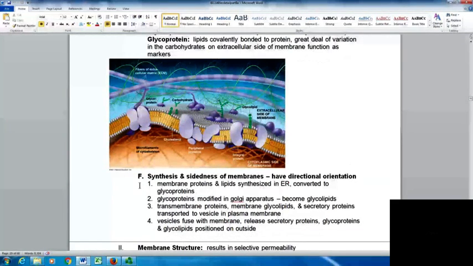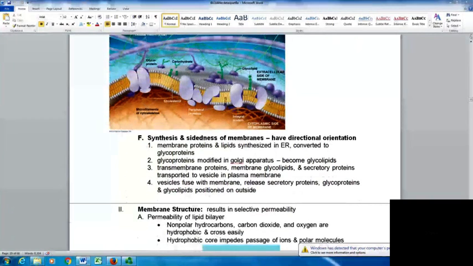Membranes have a sidedness to them and a directional orientation. When they're synthesized, membrane proteins and lipids are synthesized in the endoplasmic reticulum, and then they are converted into glycoproteins. Those glycoproteins are modified in the Golgi apparatus and become glycolipids. The transmembrane proteins, membrane glycolipids, and secretory proteins are transported in vesicles to the plasma membrane. The vesicles fuse with the membrane and release the secretory proteins, and then the glycoproteins and glycolipids end up positioned on the outside.